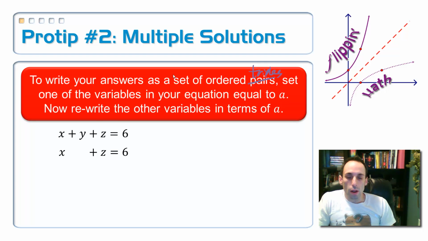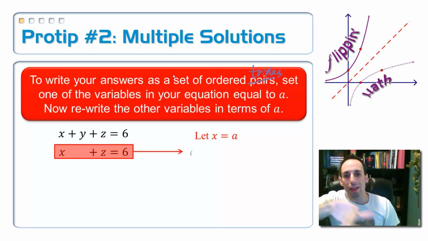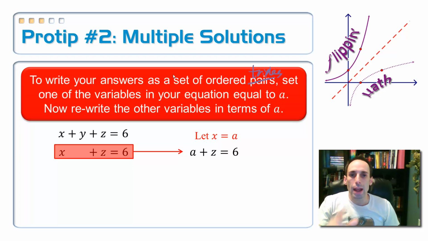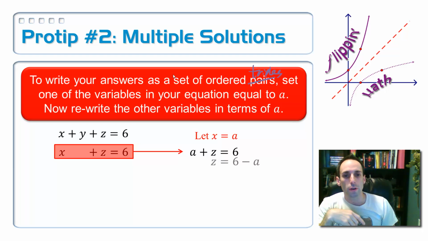And so I'm just going to go ahead and choose x. I'm going to let x equal a. And now I'm going to take that bottom equation, put the a in there for x, and solve it for z, so that I can get an expression for z in terms of a. I don't solve it for a, I solve it for z. So subtract the a over, z is equal to 6 minus a.